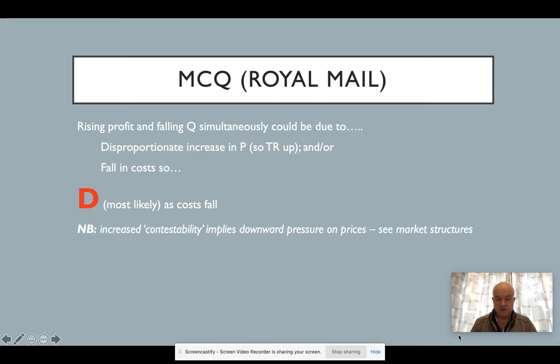So if a market becomes contestable, it means that other firms might come into the market, and if other firms come into the market, that is clearly going to create some downward pressure on prices. And we'll look at market structures in the next booklet, CC5, where we'll look at the difference between perfectly competitive markets right the way through to monopoly markets, and some of it will become hopefully a little clearer as a result of that.